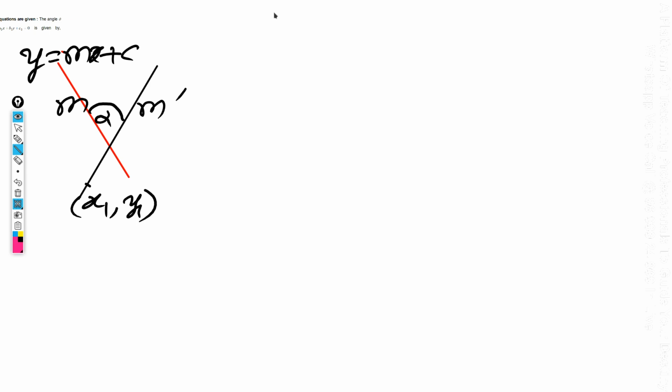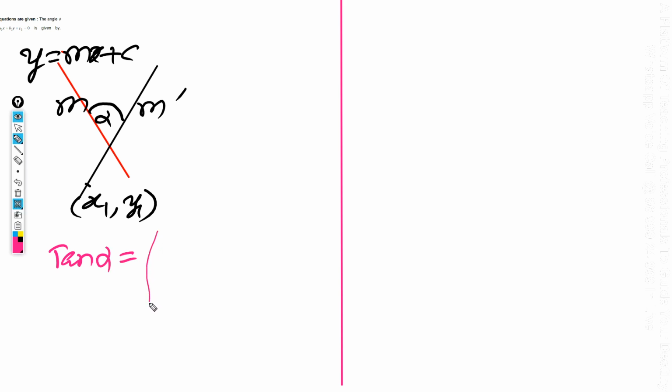So we are now deriving the equation of the line, but you have to derive the slope of the line, m dash, first. So tan alpha, please. The formula for tan alpha, just now we have seen, is modulus of m1 minus m2 divided by 1 plus m1 m2, which here is m dash minus m divided by 1 plus m dash m.